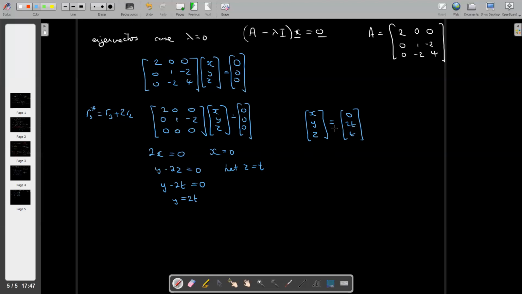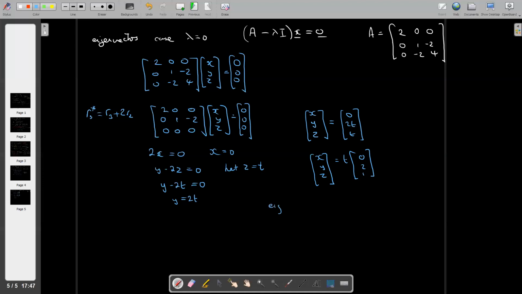Now I can factor the t out of this vector here, so this is going to give me 2 times the vector 0, 2, 1. So what this is essentially saying is all the eigenvectors associated with lambda equals 1 are spanned by the vector 0, 2, 1. So let's choose this as our principal eigenvector. Okay, so we'll choose this as our eigenvector.